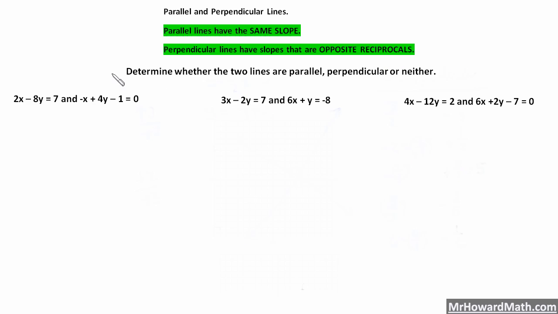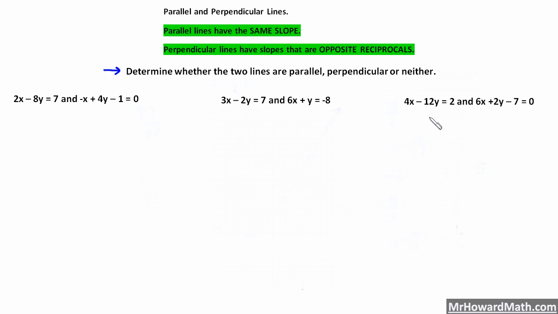Alright, here we have a common type of problem where you're asked to determine whether the two lines given are parallel, perpendicular, or neither. So we have two lines here, that'll be example 1, two lines here, that'll be example 2, and two lines here, that will be example 3. So we'll look to determine whether the lines are parallel, perpendicular, or neither.